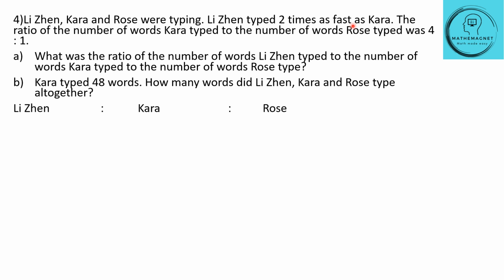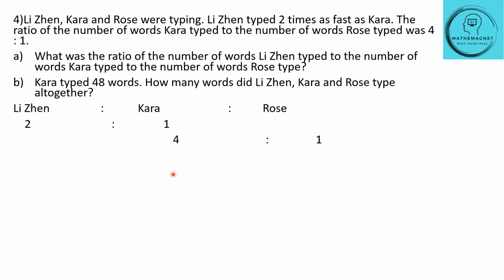The information that we have is Leeson to Kara is 2:1, because we know Leeson typed 2 times as fast as Kara. And we also know Kara to Rose is 4:1. Now to combine these two ratios into a single ratio, we have to make sure the common entity, Kara's ratio, remains the same. So one is 1, the other is 4. So we will convert this into 4.